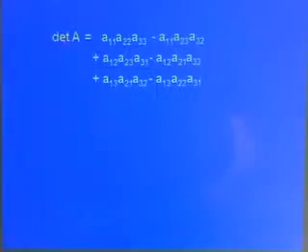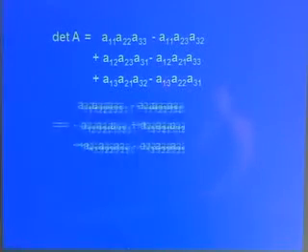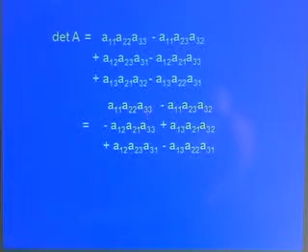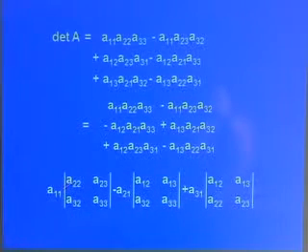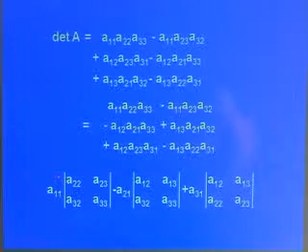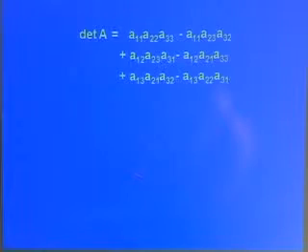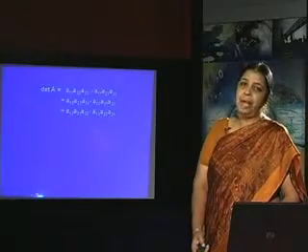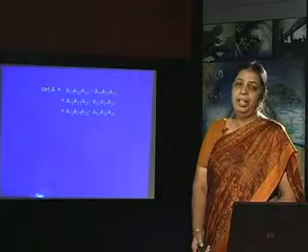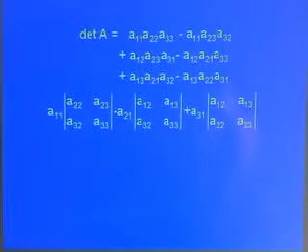So if we start with determinant A equal to this, then we can rearrange the terms in a different manner, so that we now have A11, A21 and A31, and they are multiplied by the corresponding 2 by 2 determinants. So this is not all. One can expand in terms of any row or any column. This we have already discussed.